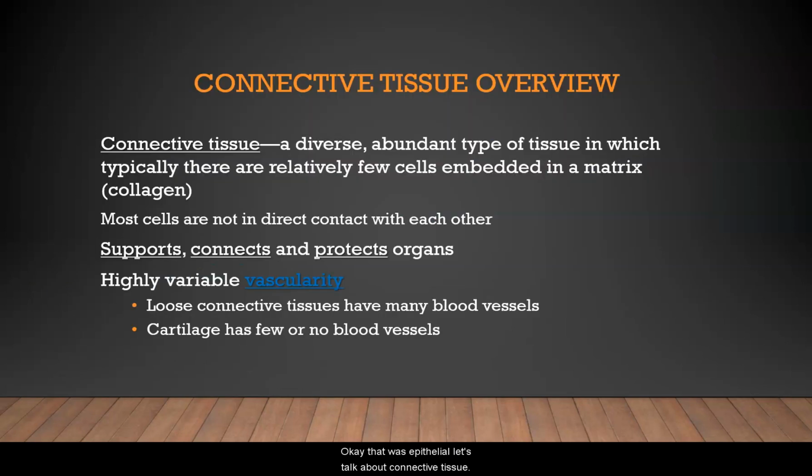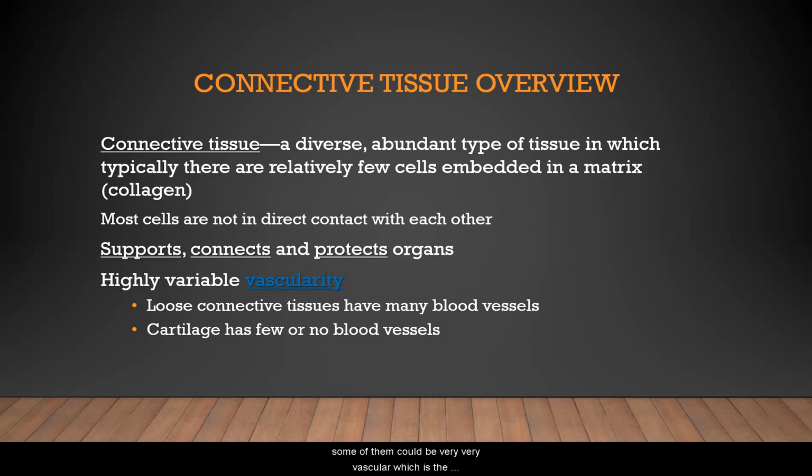Okay, that was epithelial, and let's talk about connective tissue. Connective tissue is a diverse, abundant type of tissue in which typically there are relatively few cells embedded in a gel-like matrix. And obviously, in the matrix there's some other stuff, but the main thing is collagen. Most of the cells will not be in direct contact with each other. Connective tissue supports, connects, and protects organs. And it's highly variable in terms of vascularity.